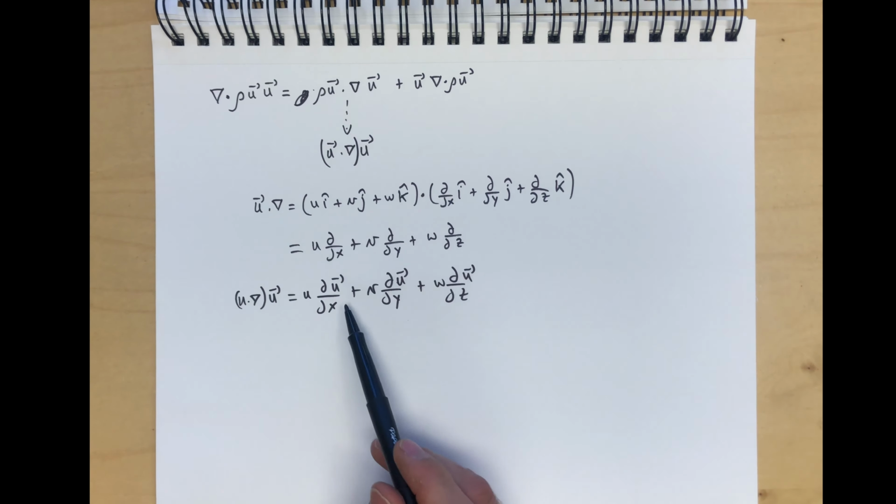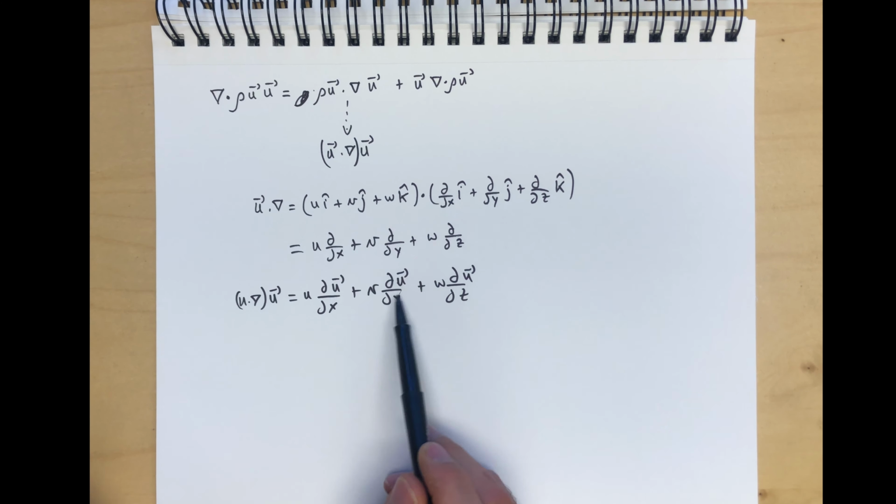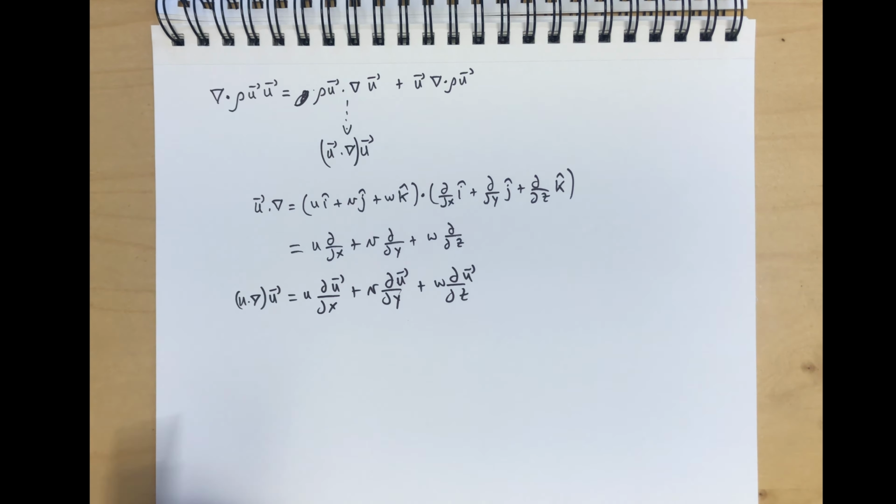Now be very careful when applying this in cylindrical coordinates, because you have to take the derivatives of the unit vectors. You get a few extra terms when you're differentiating the unit vectors in cylindrical coordinates with respect to the r and theta directions.